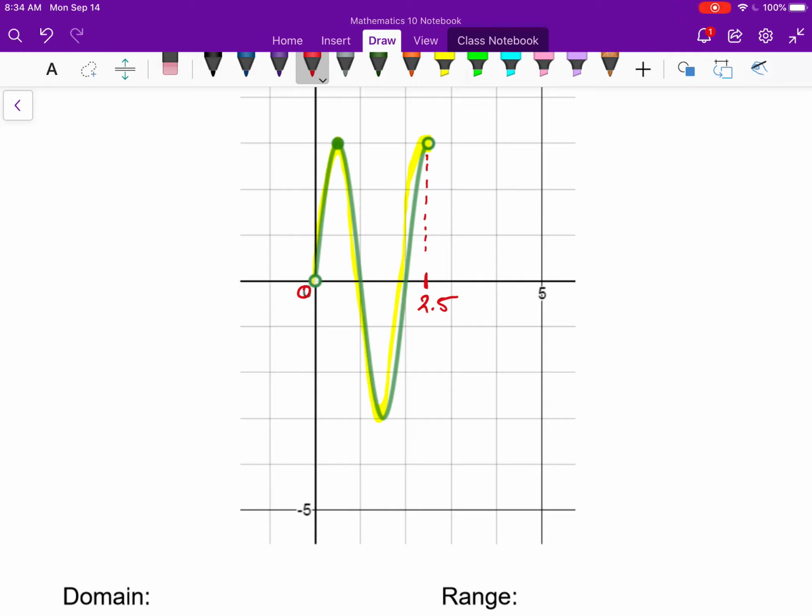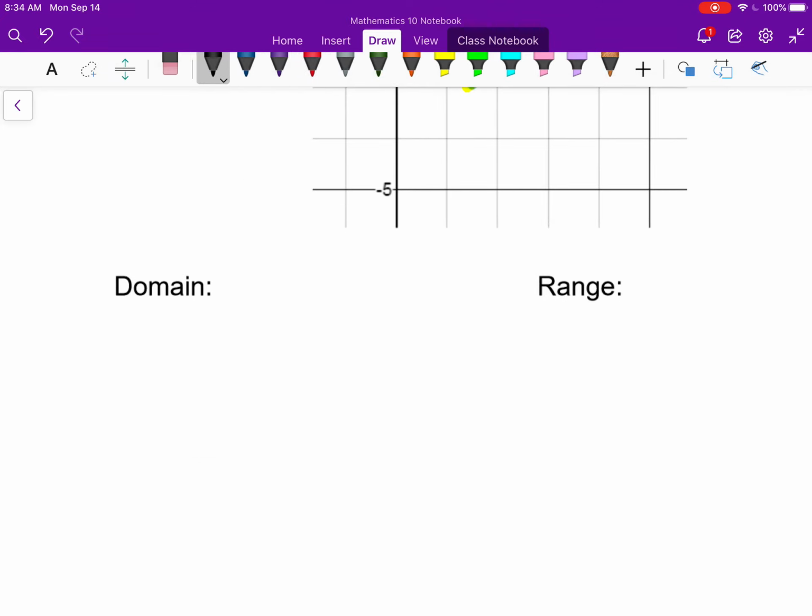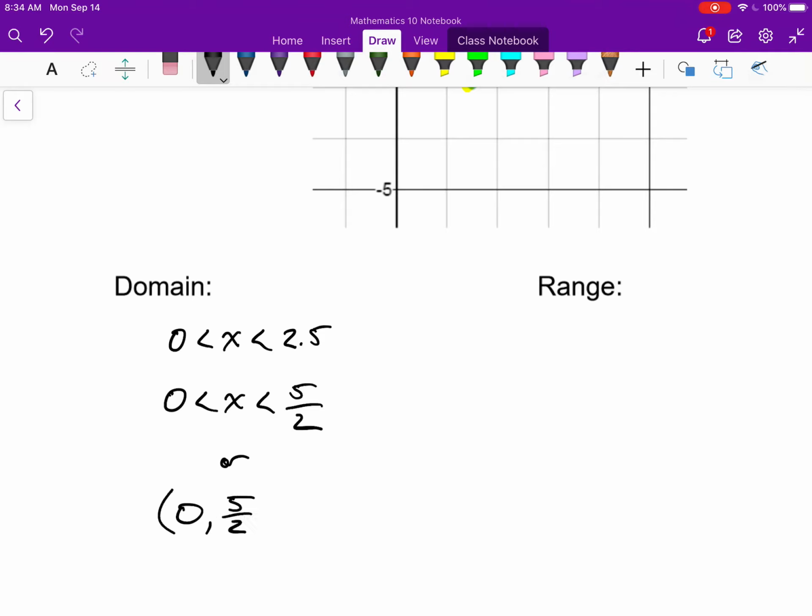So from 0 to 2.5, but not including 0 and not including 2.5, because at those points it's an open circle. So the domain is everything between 0 and 2.5, or 5 halves. 5 halves is the same as 2.5, and everything in between. So I can express it in 2 different ways. I can say 0 is less than x, which is less than 2.5. Or I can say 0 is less than x, which is less than 5 over 2. Or I can put this in interval notation and say 0, comma, 5 over 2, but both round brackets. So all of these things mean the same thing.